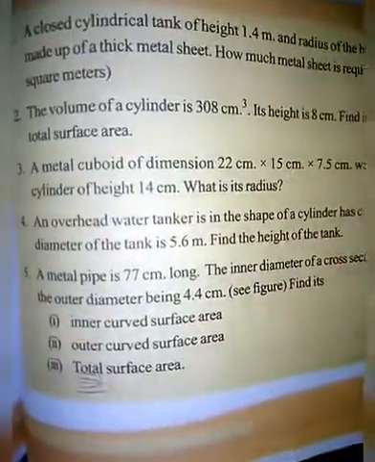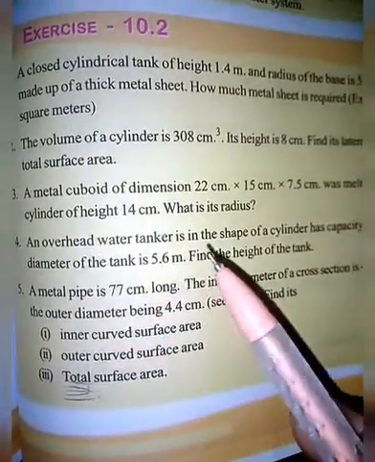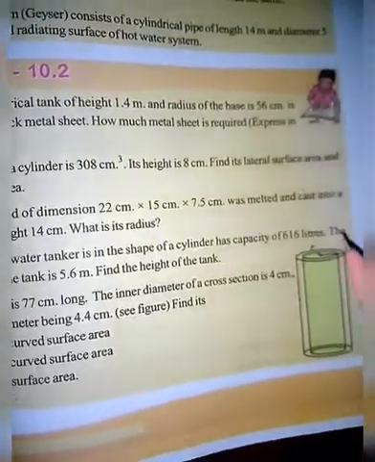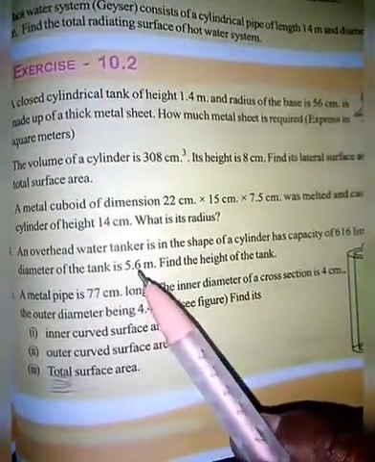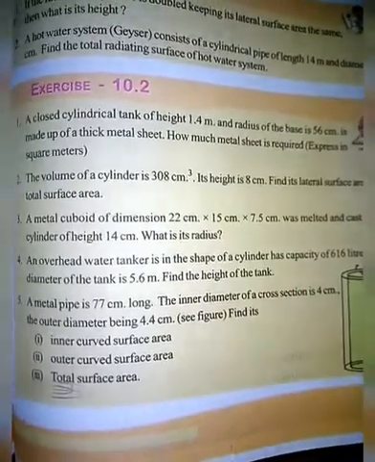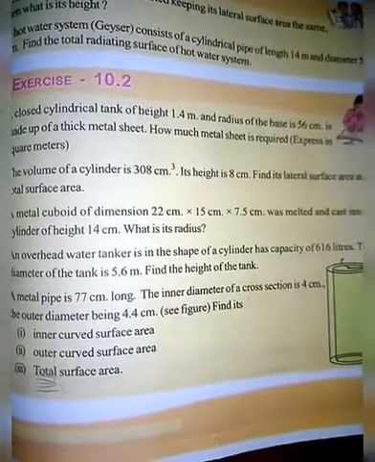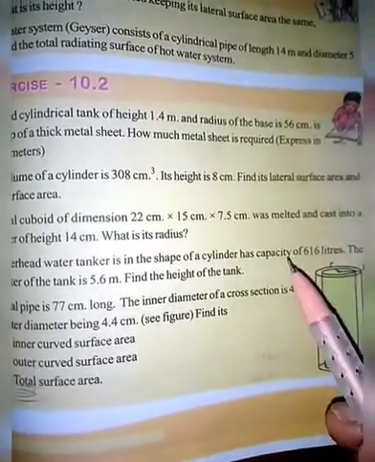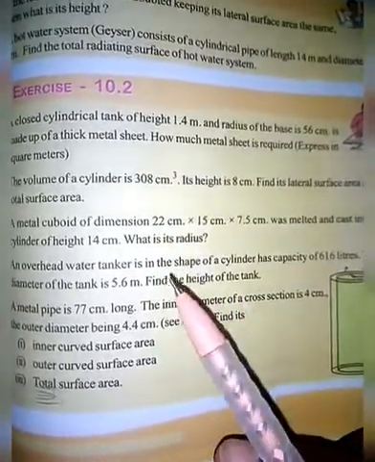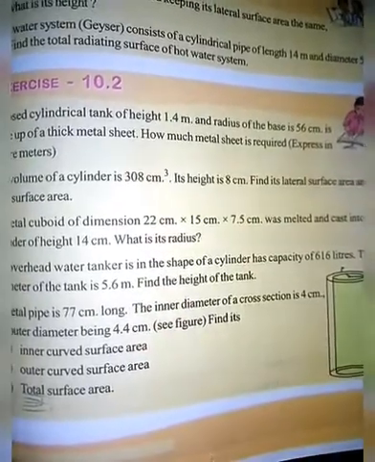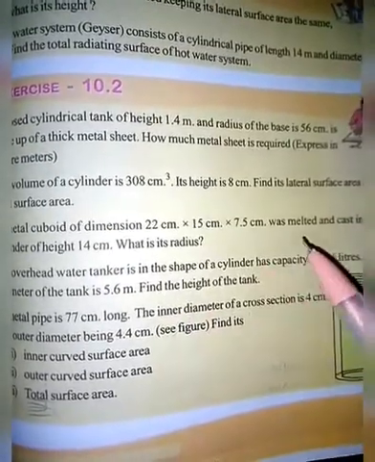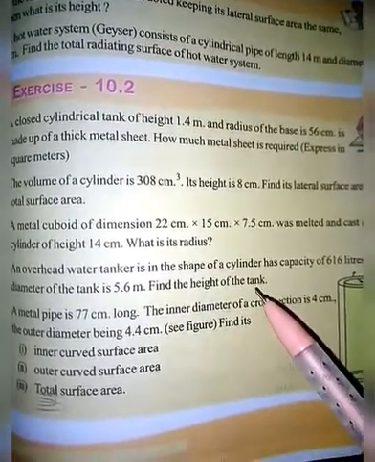Okay, now coming to the fourth one. An overhead water tank is in the shape of a cylinder, has a capacity of 616 liters. The diameter of the tank is 5.6 meters. Find the height of the tank. Children, here a water tank is in the shape of a cylinder with holding capacity 616 liters, and the diameter of the cylindrical tank is 5.6 meters. So by using this information, we have to find the height of the tank.